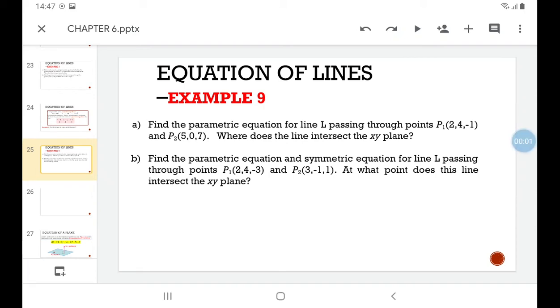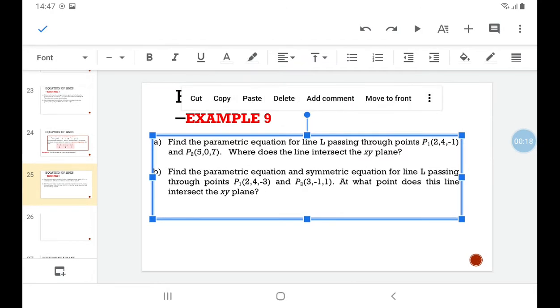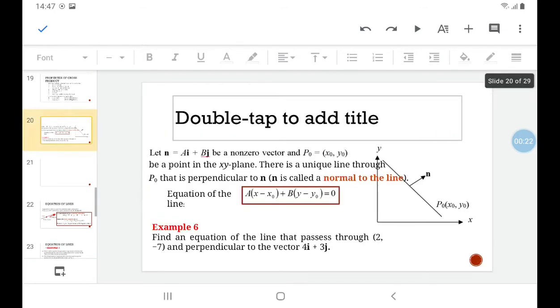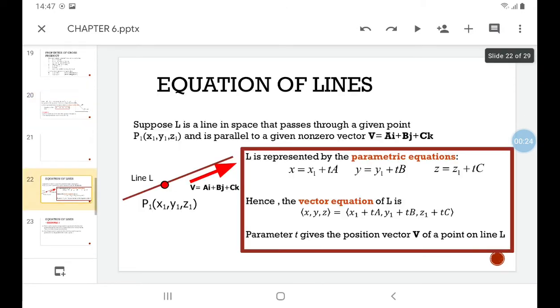Hello class. So for today, we're going to continue with an example on how to find the intersection of a line. But before that, remember example 7.